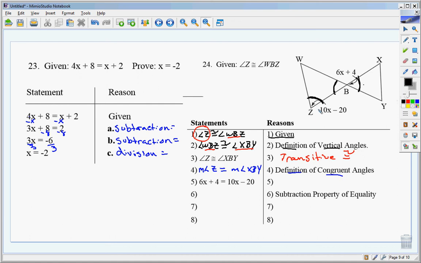If you take a look at where angle Z was, it was 10x minus 20, so they replaced angle Z with 10x minus 20, and they replaced XBY with 6x plus 4. So this is the substitution property. They actually also changed sides of where it's at. So it really combined two steps. This would also be symmetric.